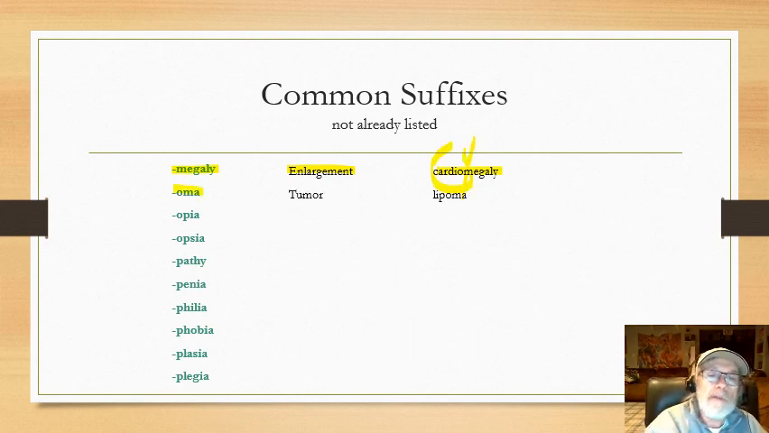Oma, we talked about that, is tumor. Lipoma, fatty tumor. Myoma, we mentioned, was muscle tumor. Nephroma, kidney tumor. Okay. Opia. Opia basically says a visual condition.